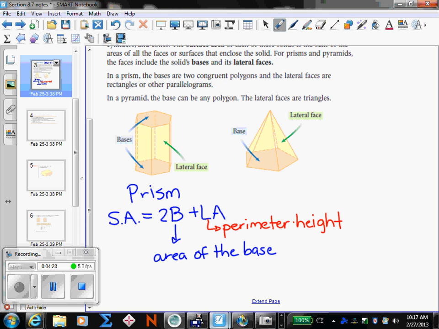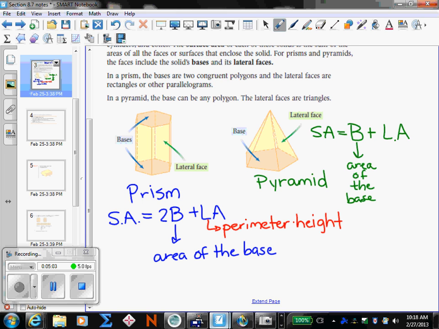The second picture here is a pyramid. The pyramid has one base, and the lateral faces are triangles. So our surface area is going to be the area of the base plus the lateral area. Our B is still the area of the base, or big B, and our lateral area is still going to be the perimeter times the area of the triangle. So that will be 1/2 the perimeter times what we're going to call the slant height.